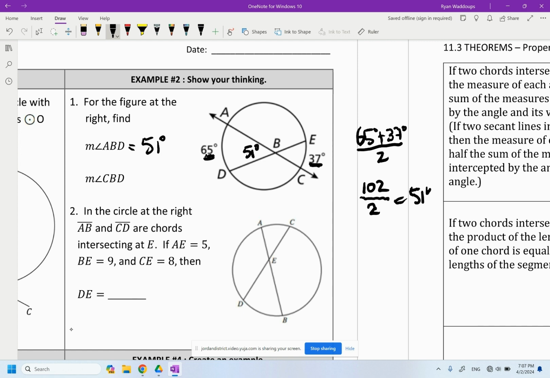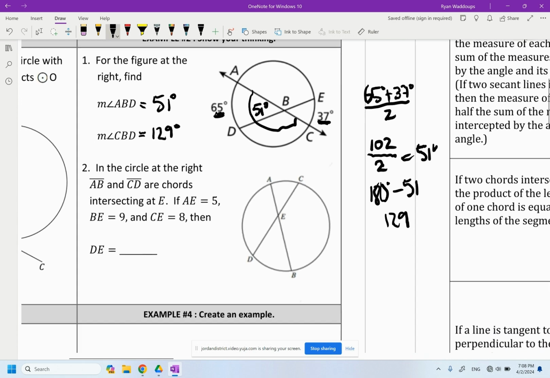The measure of angle CBD, because this is 180 degrees, I can then just take 180 degrees and subtract the 51. And that would be 129. Yep. So 129 degrees.